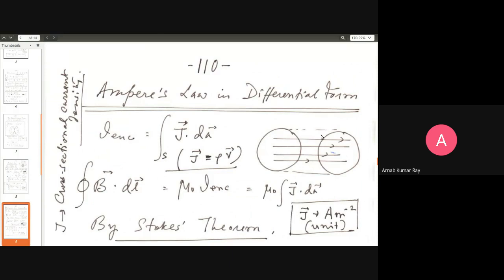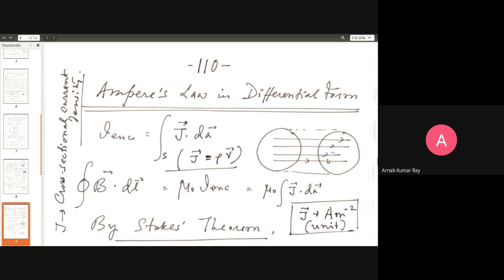Now, what is the current enclosed within these two circles? This is a portion of a cylinder. Current lines pass through the bottom face, entering the cylinder and leaving the top face. So if you have to find the current enclosed, you have to do a very simple adjustment. You find the cross-sectional current density. What is cross-sectional current density? Current per area, into the area.